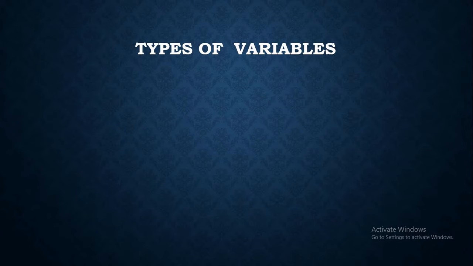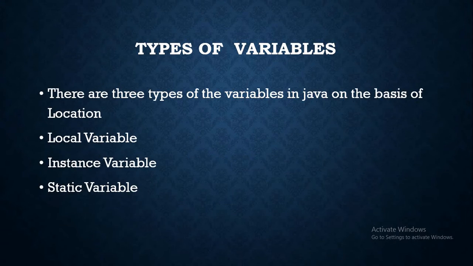Types of variables. How many types of variables are there in the Java language is the big question, and I think everyone has this question in mind. So definitely we will discuss it. How many types of variables are in Java language? There are 3 types of variables in Java language on the basis of location.